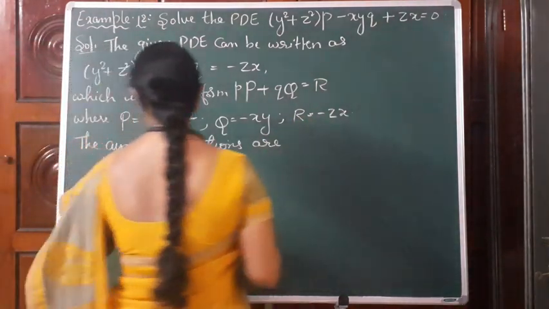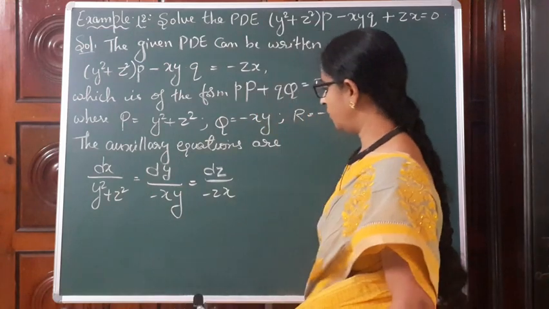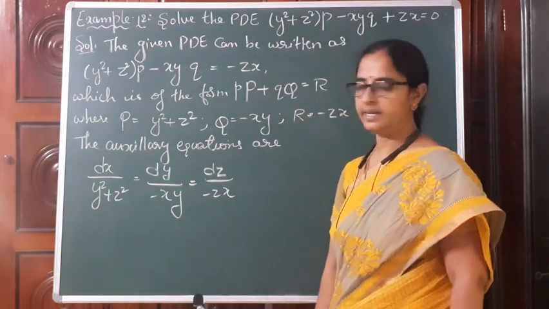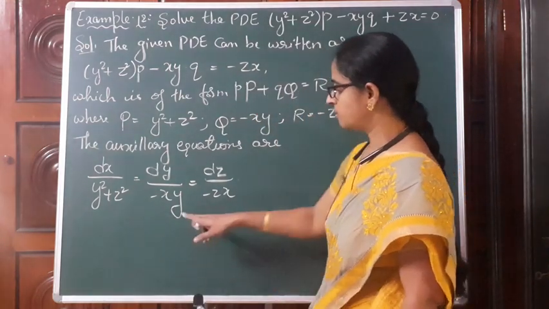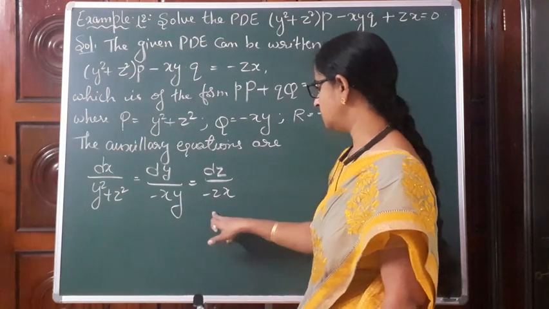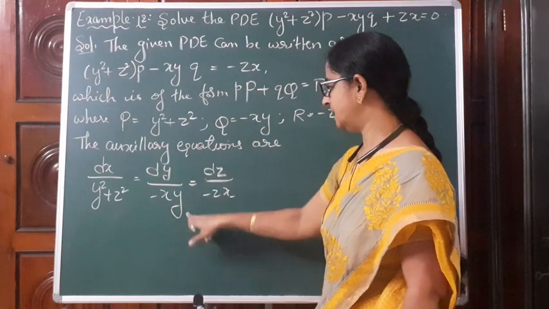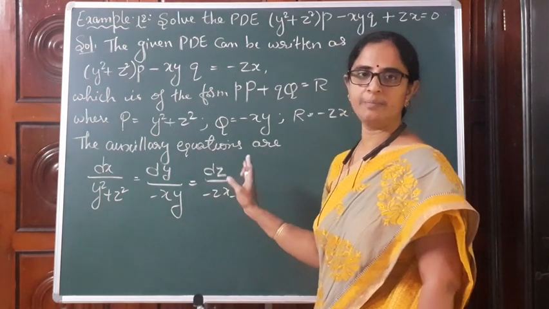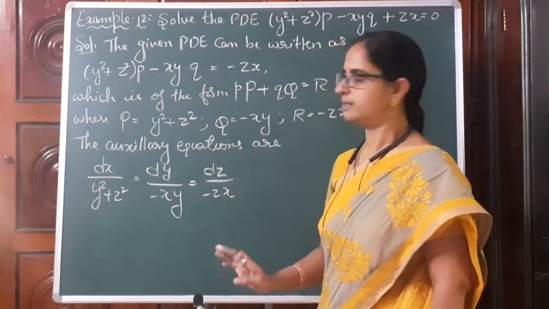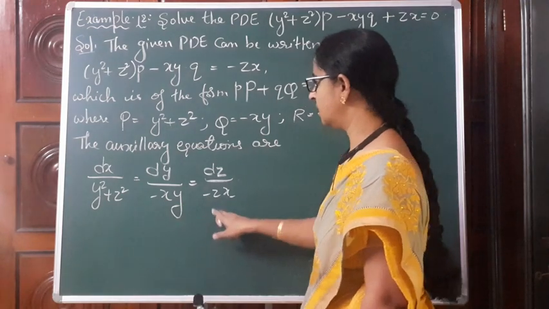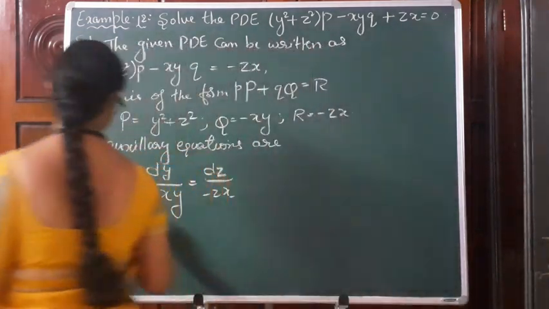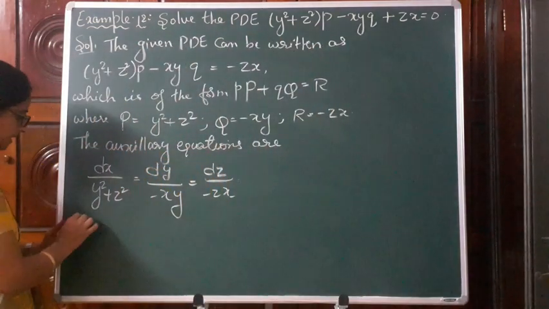Now see whether you can group any of the two terms and directly integrate and obtain the solution. So if you consider these two terms here, x can be cancelled and we remain with dy by y is equal to dz by z, which can be directly integrated and obtain the solution. So we consider 2 and 3 terms.